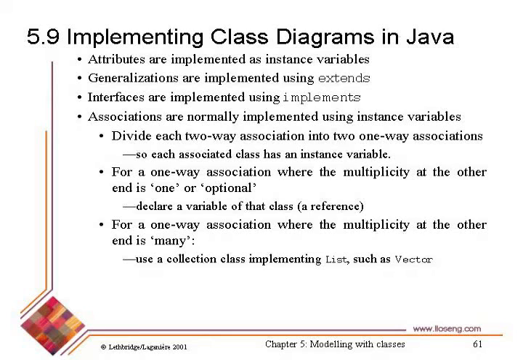So I've told you abstractly how to go about implementing these things, by the methods that you call. In Java, we have certain specific code idioms that we're going to use. We're going to implement all our attributes as instance variables. We're going to implement our generalizations using extends, interfaces using implements. That's pretty straightforward. Associations using instance variables as well, normally.